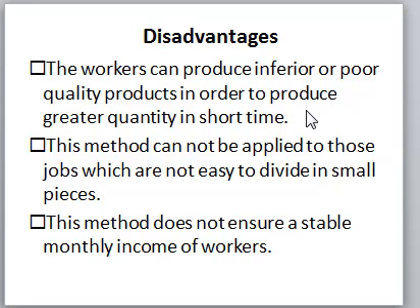Another disadvantage is that this method does not ensure a stable monthly income for workers. A worker cannot know, because it depends on what he has produced. If he has not produced anything, the worker cannot get anything unless there is a minimum pay. But if there is no minimum pay, then the employee will only earn if he has produced.